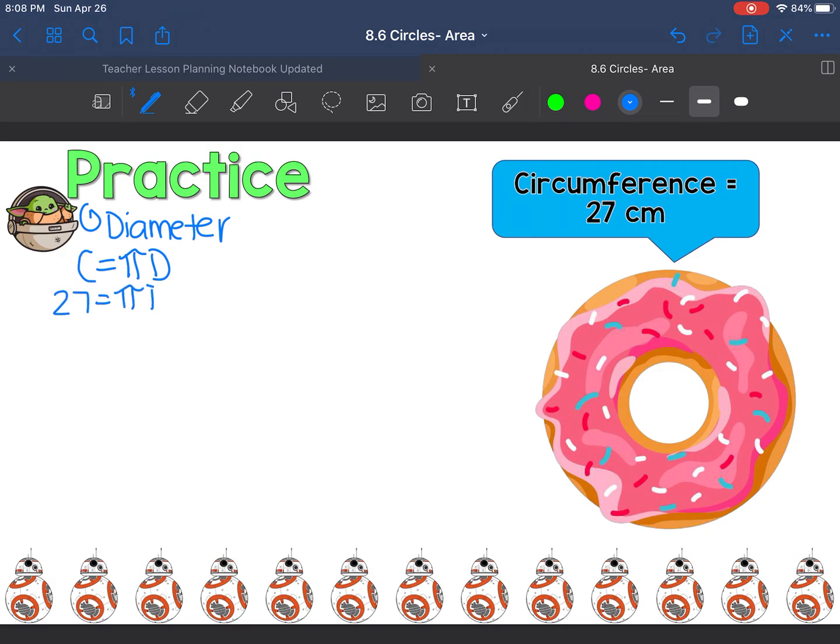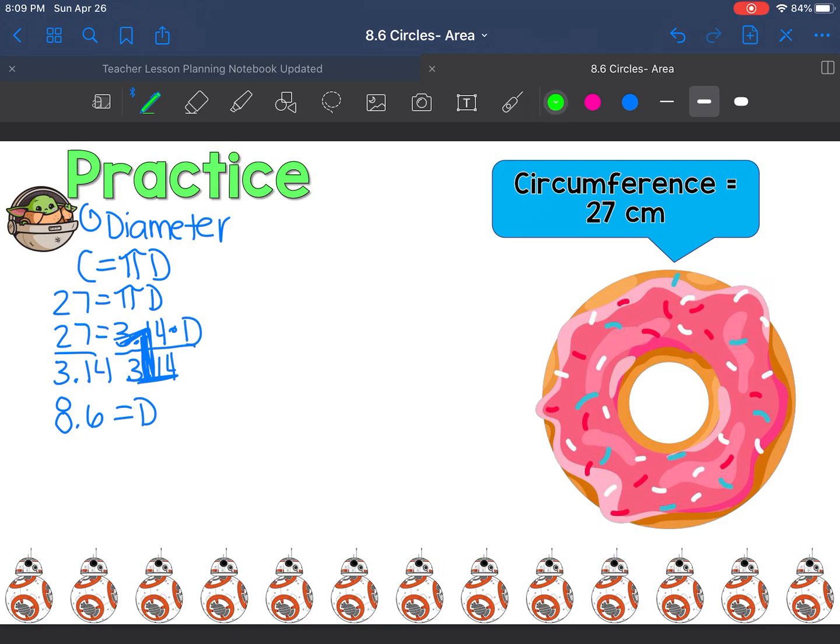That gives us pi times diameter. Now we can plug 3.14 in for pi times diameter. Remember, we need to get diameter by itself. In order to do that, we need to do the inverse of multiplying by 3.14. The opposite or inverse of multiplying by 3.14 is dividing by 3.14. 3.14 divided by 3.14 gives us 1 times that diameter, or just the diameter. When I divide 27 by 3.14, I get 8.6.